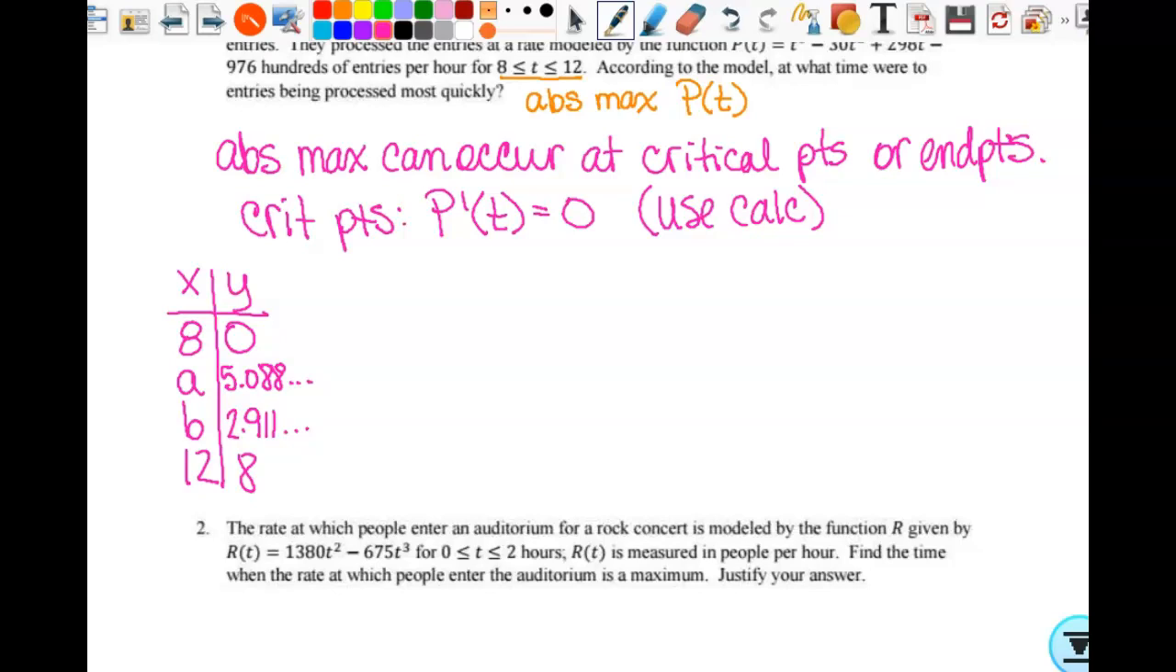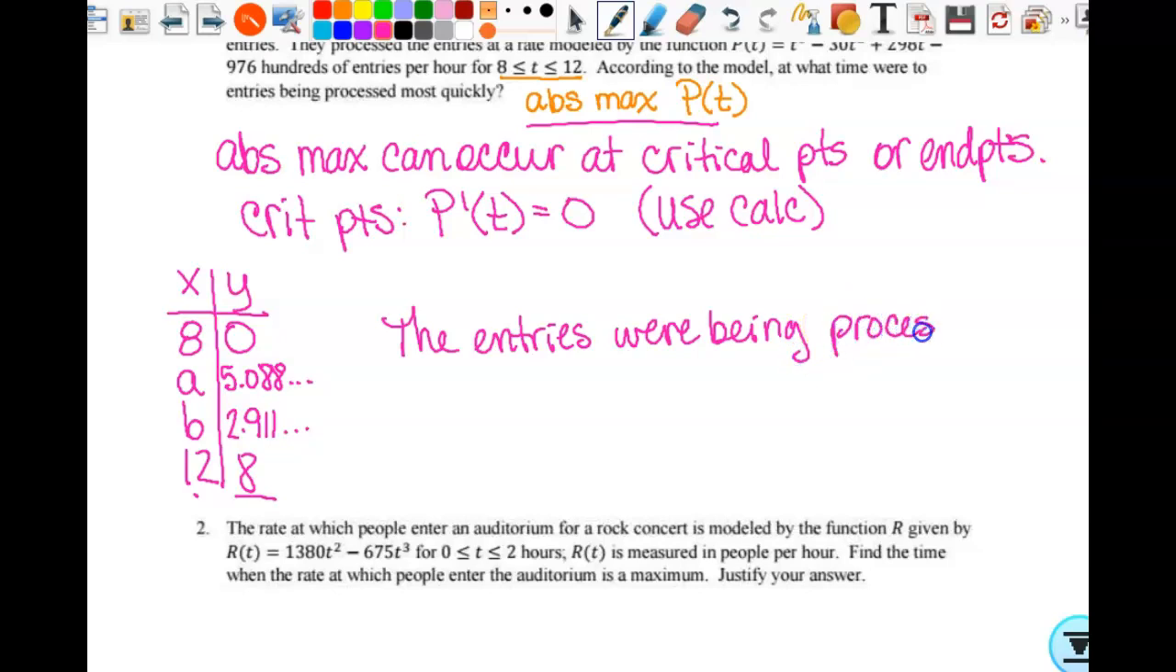All right, so the question is, according to the model, at what time were the entries being processed most quickly? We were looking for the absolute max of P of T. What's the absolute max value? 8. The absolute max value is 8 at what time? 12. Okay, so we can say the entries were being processed most quickly at T equals 12.